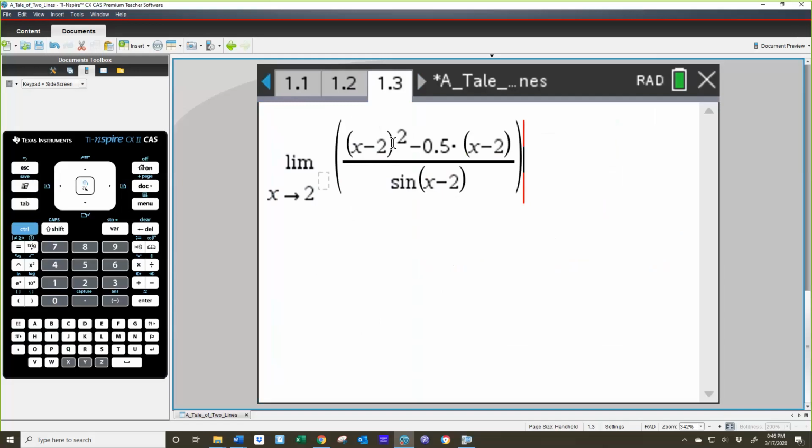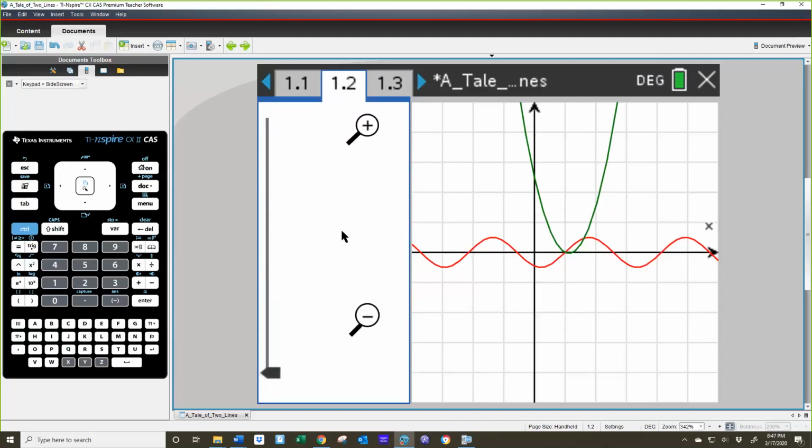If we took the derivative of the numerator, we would have 2 times x minus 2 minus 0.05, and if we took that limit, we would get negative 0.05. The derivative of the denominator would be the cosine of x minus 2, and if we took the limit as x approaches 2 of cosine of x minus 2, we'd of course get the cosine of 0, which is 1. So we get that ratio that we actually had with the tangent lines of negative 1/2 over 1. And I just think this is really powerful. I think students need a nice visualization to understand why L'Hopital's works.